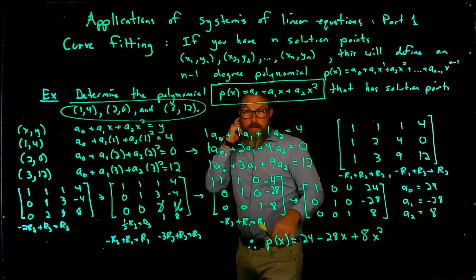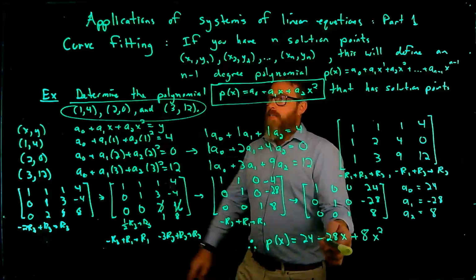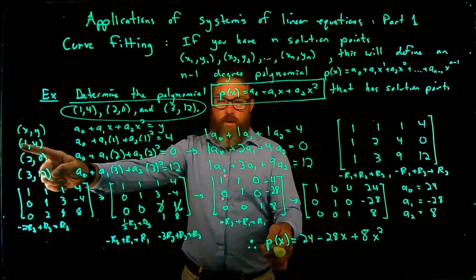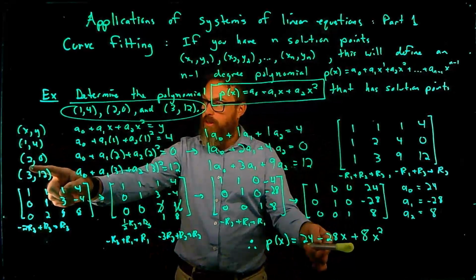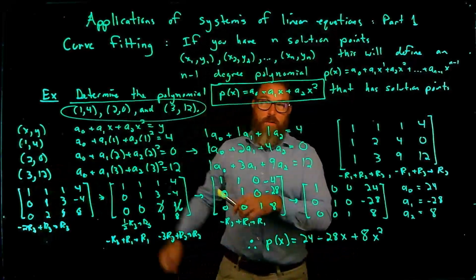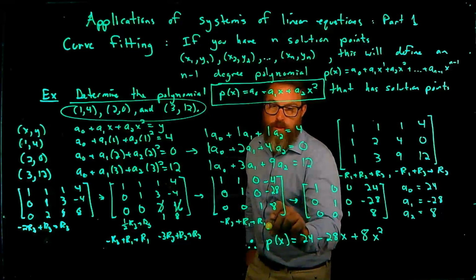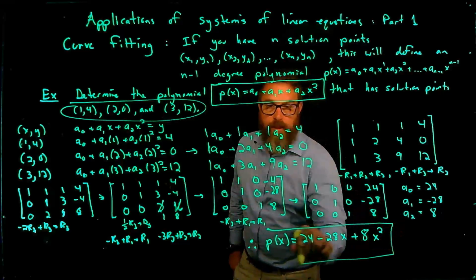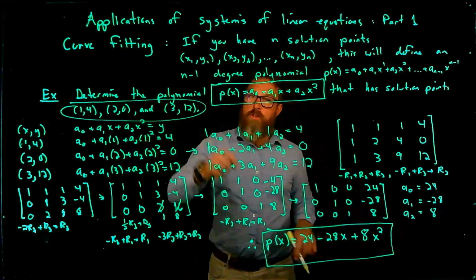And you can check, plug in x equals 1. You'll notice this will say 4. Plug in x equals 2 for this. You'll notice it'll spit out 0. And then x equals 3, it'll spit out 12. So I can guarantee that this right here has those as solution points.